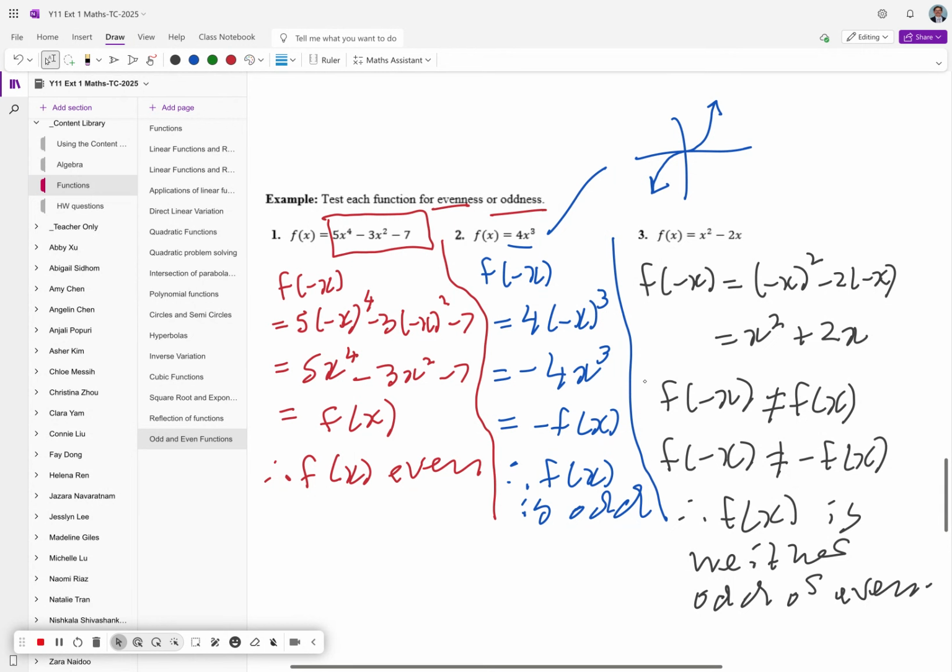Now, just for that last question, you wouldn't necessarily have to write this down. You could deduce it just by looking at this expression. But you would have to write down this bit here: f of x is neither odd or even.